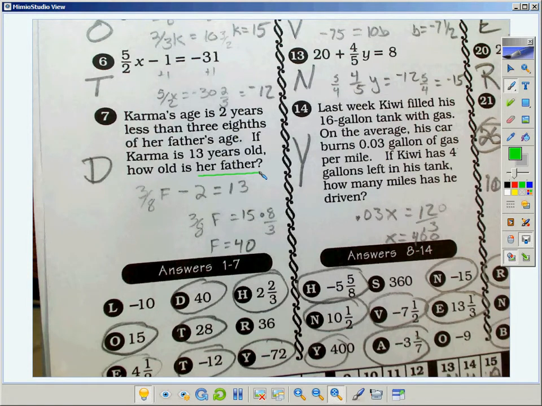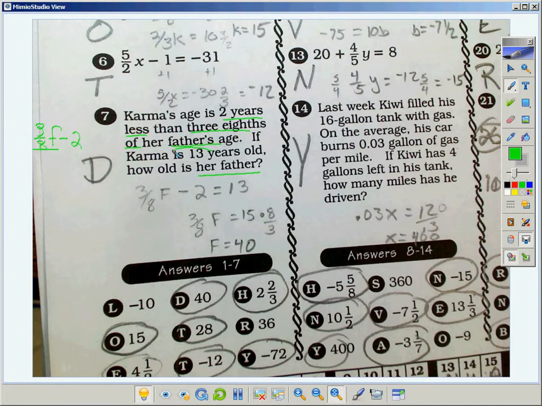Karma's age is 2 years less. If it says 2 years less, 2 less means what? That I'm subtracting 2, and I must be subtracting it from something, right? When I see 2 less, I write down -2, and I think about what am I subtracting it from? It says 3/8 of her father's age. Remember, her father's age is the variable. Of mathematically means multiply. So I'm subtracting it from 3/8 of her father's age.